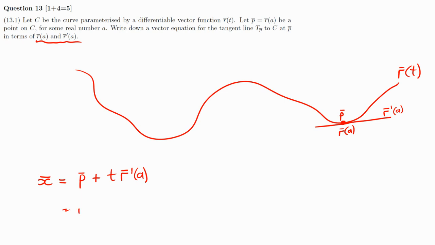But they want it in terms of these two. So P is just what? It's r(A) plus t r'(A), and this is for t an element of R. So t can be any value. Remember, it should be able to be there or there or there or there. Anywhere on this line should be a t value because we want the tangent anywhere. So that's why we put this t in front of the directional vector. And that will actually be the tangent line at that point.